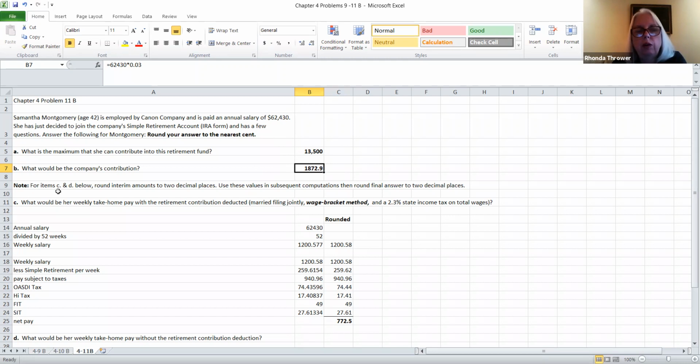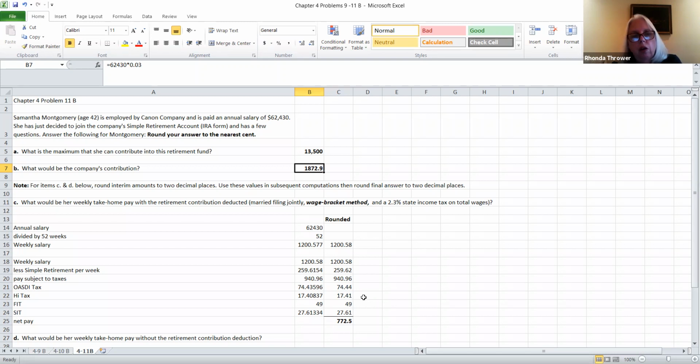It says, note for items C and D below, round your interim amounts to 2 decimal places. Notice here I've got a column that says rounded. So make sure that we round those to 2 decimal places, because if you don't, Cengage will mark your problem wrong. I don't want you to get frustrated with it and think you don't know how to do it. Just be sure you round your answers. And you have to calculate each one of the taxes separately to be able to do this.